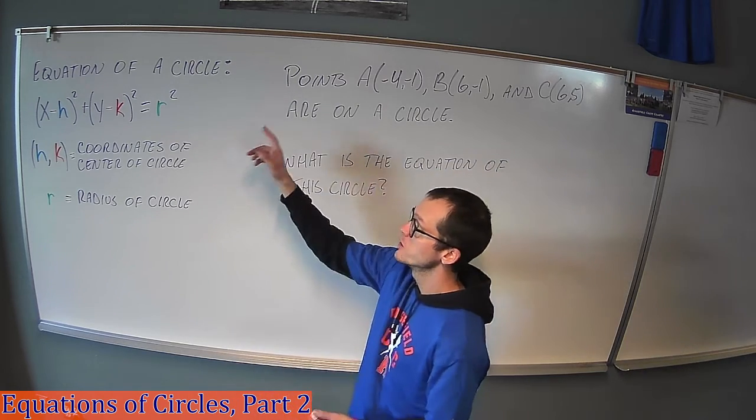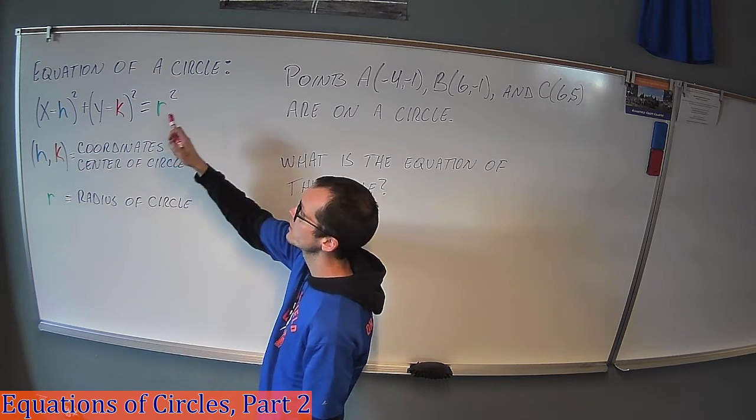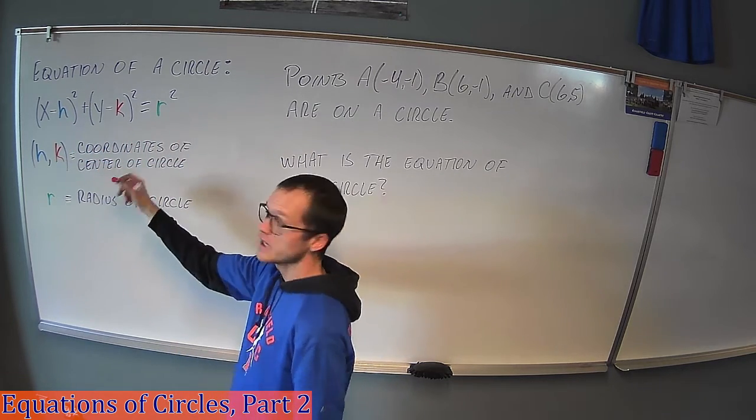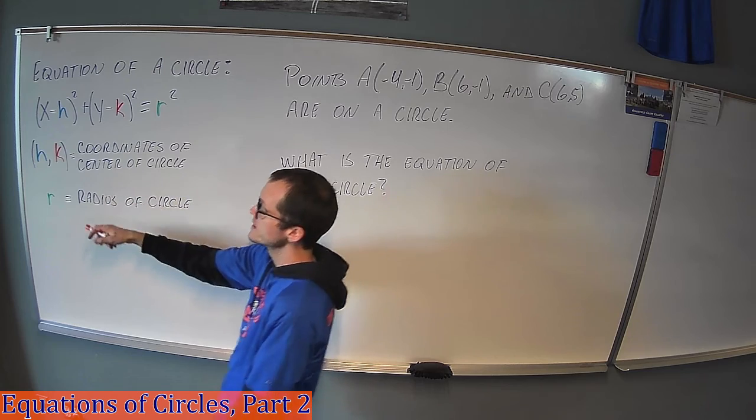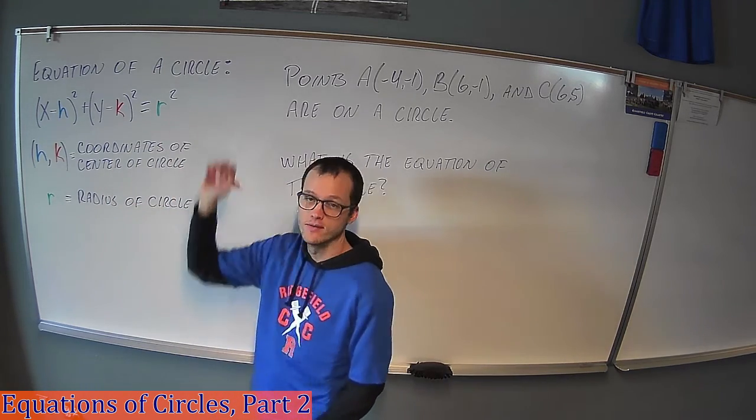So as a refresher, here's the general equation of a circle. (x minus h) quantity squared plus (y minus k) quantity squared equals r squared. h and k is the center of our circle, the coordinates, and r is the radius. Again, check that previous video if this is new.